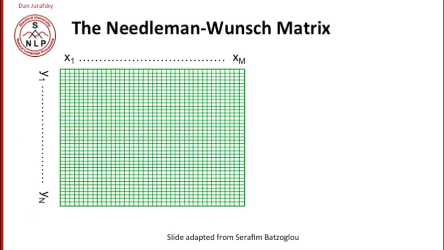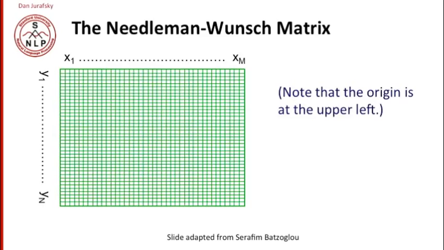So here's the Needleman-Wunsch matrix, and notice that as opposed to what we did in natural language processing, in general in computational biology, we put the origin at the upper left.